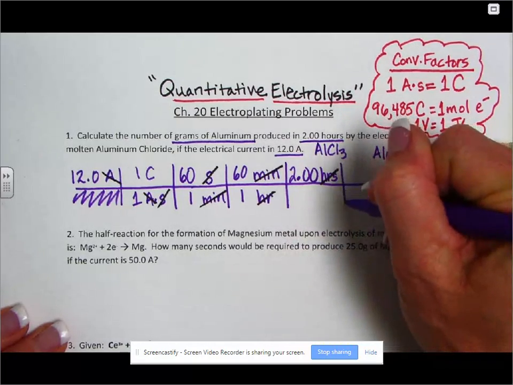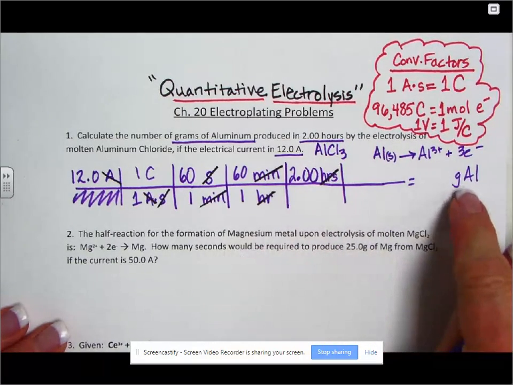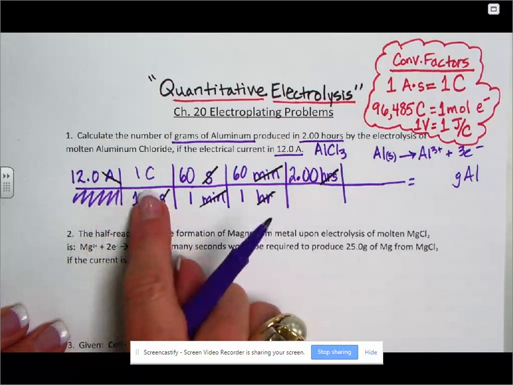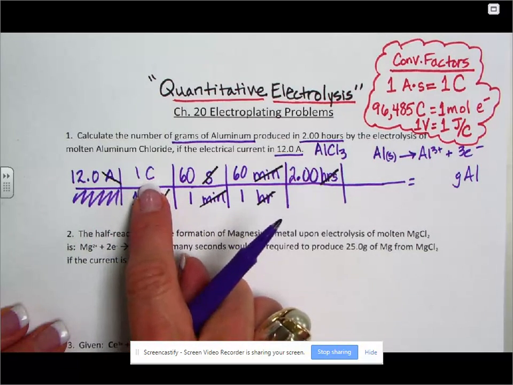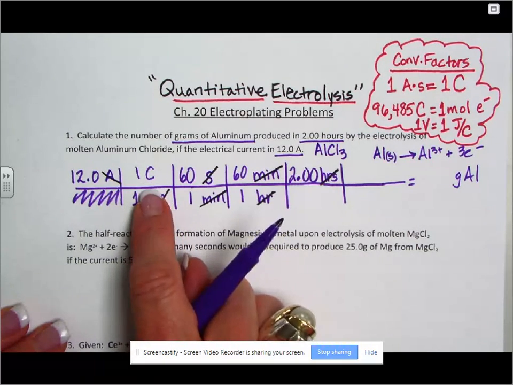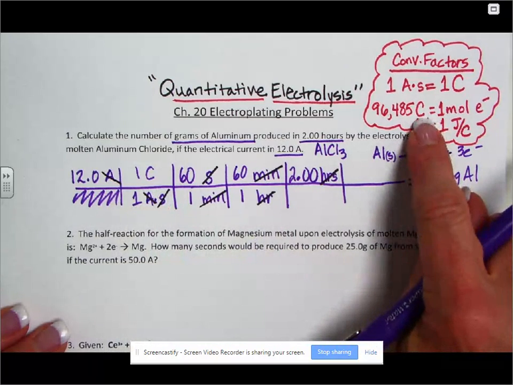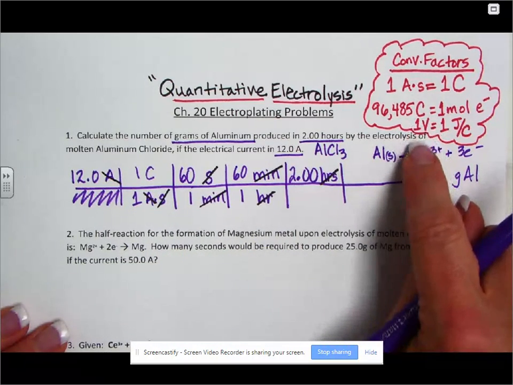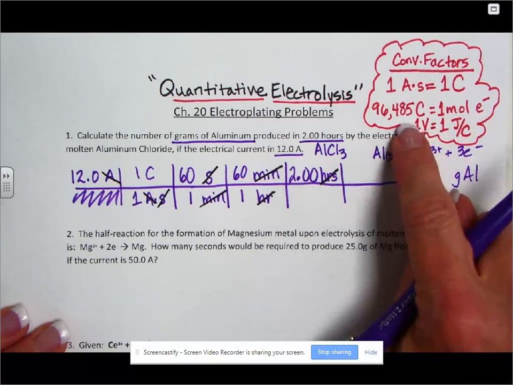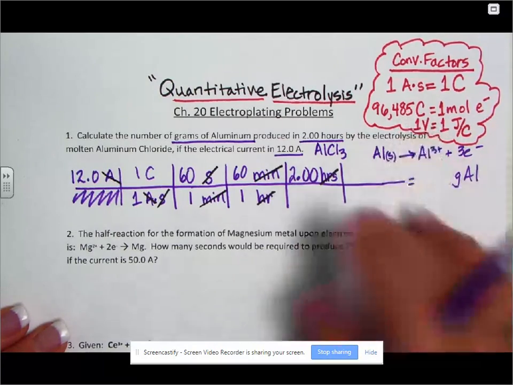All right, now keep in mind, ultimately, we're trying to get to the mass of aluminum that will plate out. Look at the units that we have currently. Right now, the only unit that we have that hasn't canceled is coulombs. So let's work on that unit now. As far as coulombs go, we can relate with Faraday's constant. We know that 1 mole of electrons is equal to 96,485 coulombs. So we're going to use that next.